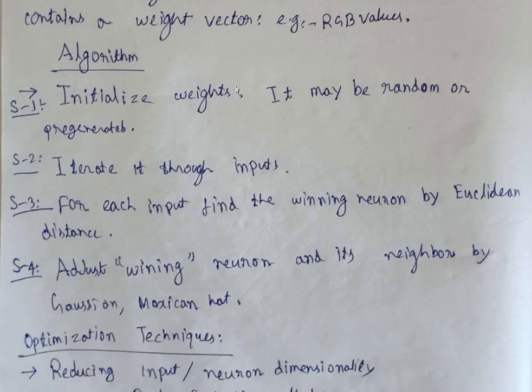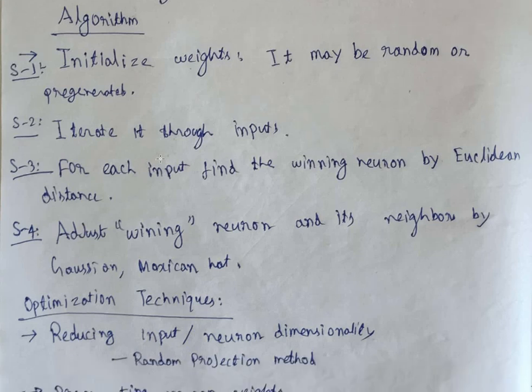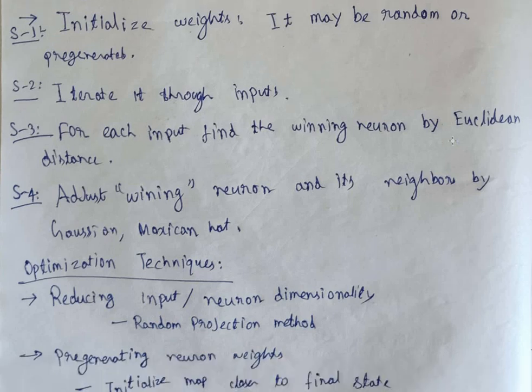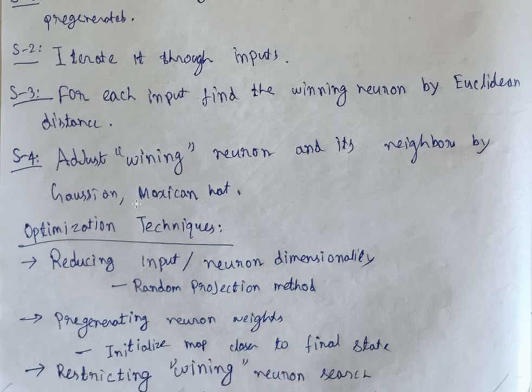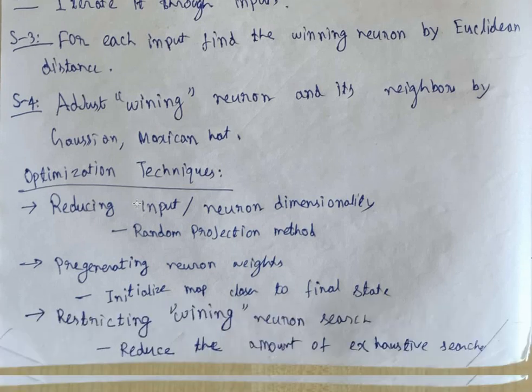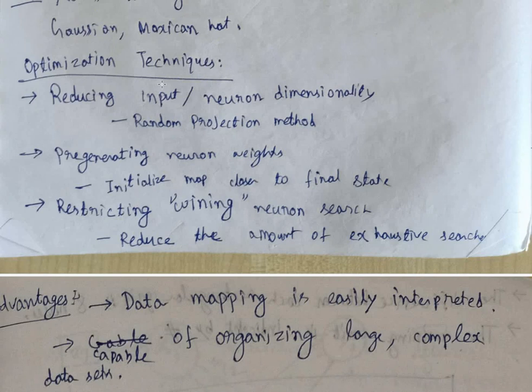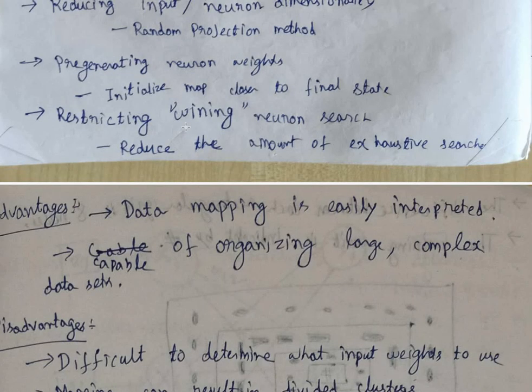So the algorithm states: initialize the weights. It may be random numbers. Iterate through the inputs given. For each input, find the winning neuron using the Euclidean distance between the points. Adjust the winning neuron and its neighbors by Gaussian or Mexican hat. And then use optimization algorithms to streamline the output, reducing the input and output neuron dimensionality by random projection method, pre-generating the neuron weights, initializing the maps, and repeating the winning neuron search.